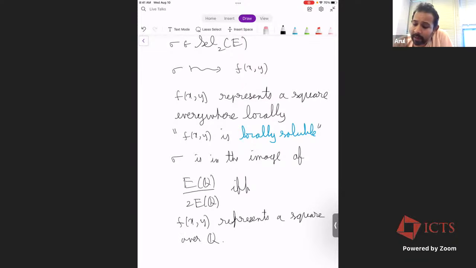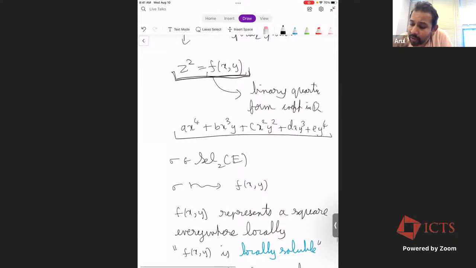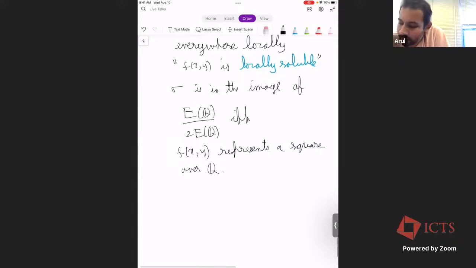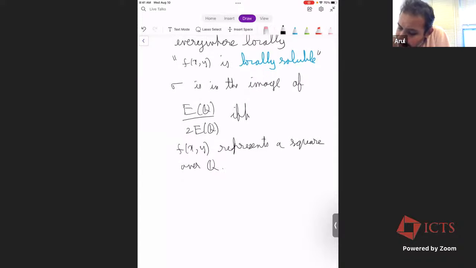So for example, if the x^4 coefficient was simply 1, if a was 1, then it does represent a square. Namely, you can take x to be 1 and y to be 0. So that would be an example of a soluble binary quartic. But in general, it's very hard to tell whether a binary quartic represents a square over Q. But if it represents a square over Q, then we say f(x, y) is soluble.